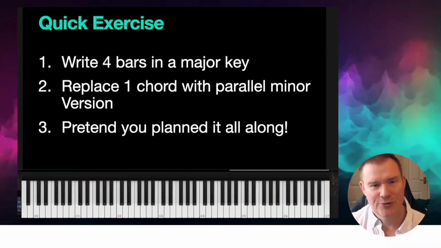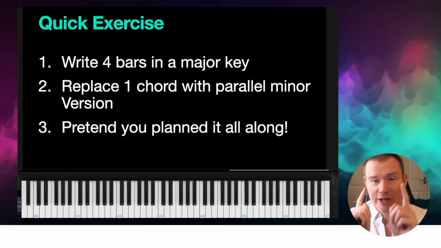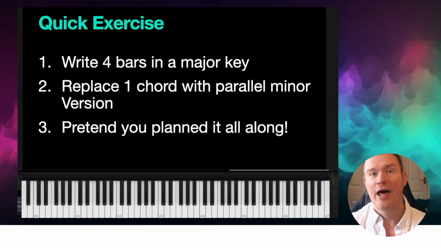Here's a quick exercise for you. Try this right after this video. Write 4 bars in a major key, replace one chord with its parallel minor version, and then pretend you meant to do it all along. Congratulations, you are now using the same trick film composers have used forever.